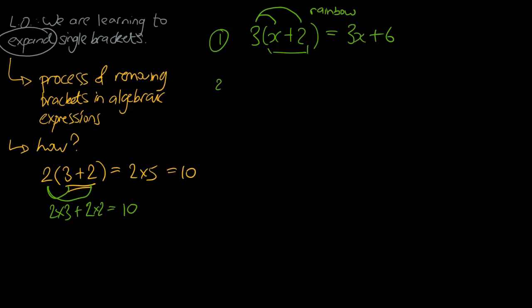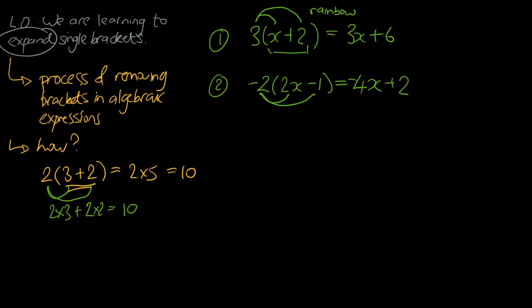And we can get a bit more complicated. We can integrate some negative numbers. So let's say you've got negative 2, and then you had 2x minus 1. The same approach applies. You've got negative 2 times 2x, which is negative 4x. And then you've got negative 2 times negative 1, which is positive 2.